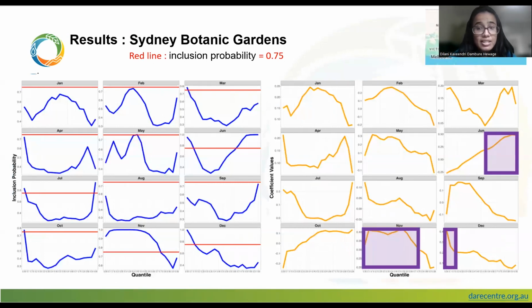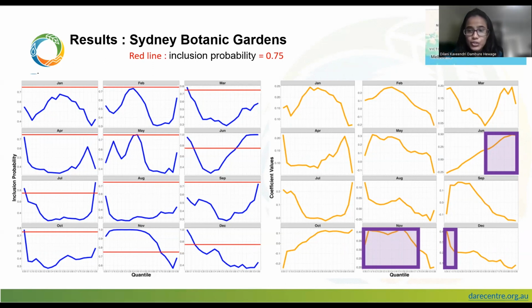When talking about the results for the near coast station, on this figure the left half of the slide shows inclusion probabilities versus quantiles for 12 months, and the right shows the coefficient values versus quantiles for the same 12 months. And the red line shows the inclusion probability of 0.75, which we considered as a threshold to look at the significance of the inclusion probability. And also the purple boxes include some interesting results.